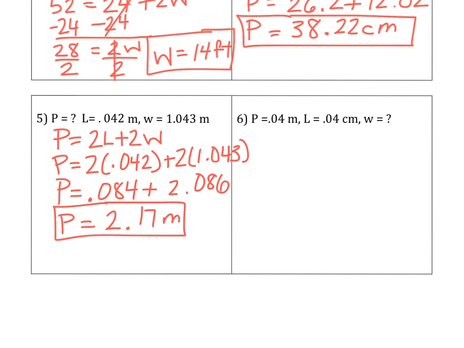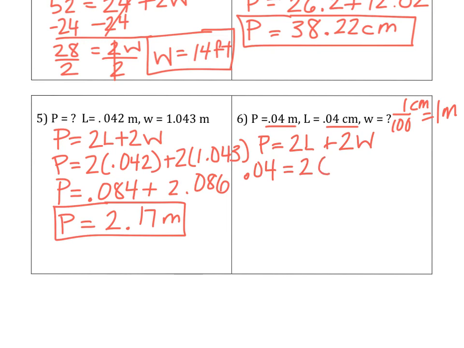Number 6 is a little tricky because if you notice right here, we have meters and here we have centimeters. So we are going to need to convert our centimeters into meters, which is our perimeter. So we know that 100 centimeters equals 1 meter. So we're going to use my formula here, which is perimeter equals 2 times our length plus 2 times our width. So we're going to plug in our perimeter, which is 0.04 meters.